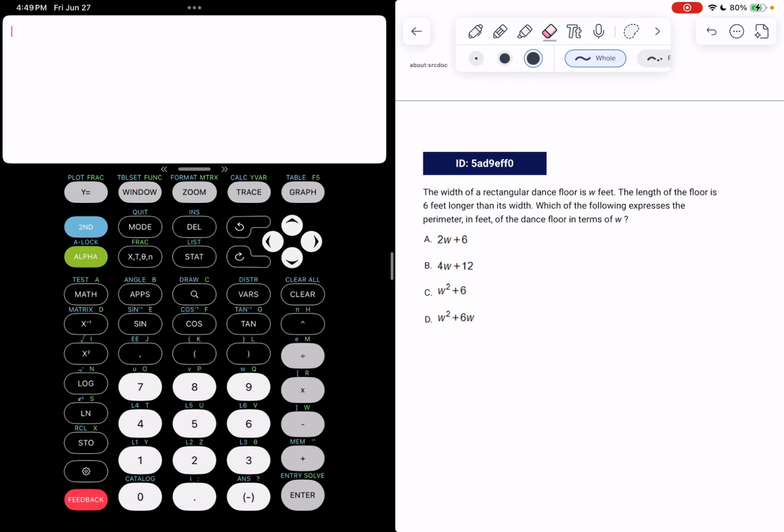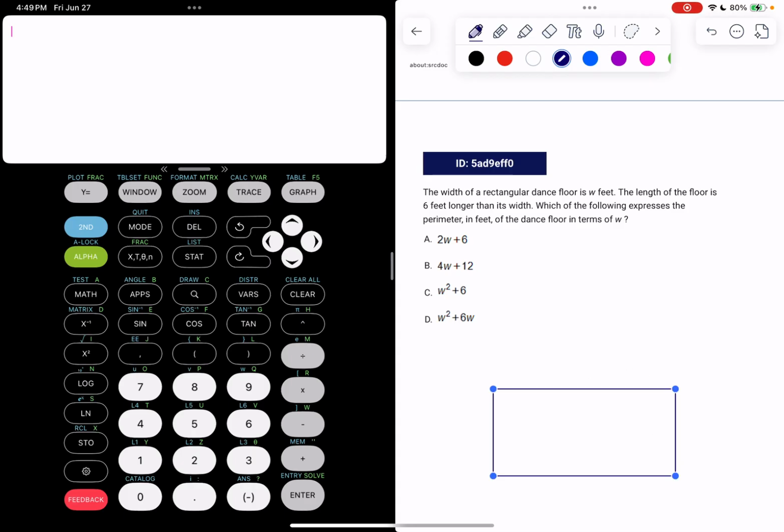So the width of a rectangular dance floor is W feet. So let's extract the information. Let's make ourselves a little rectangular dance floor. Let's put W on there for our feet. Now, I see the W in the answer choices. You know what I'm going to do? I'm just going to plug in right away.